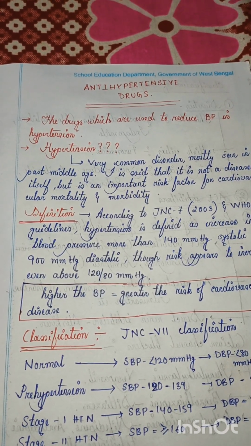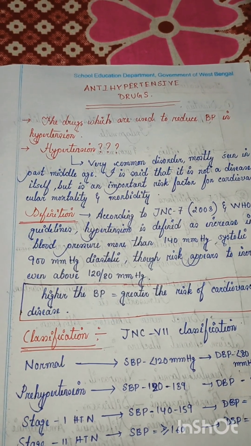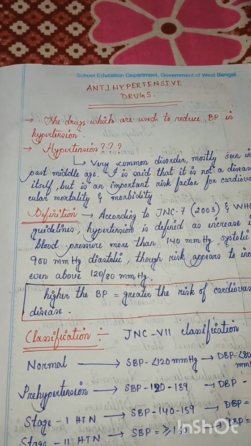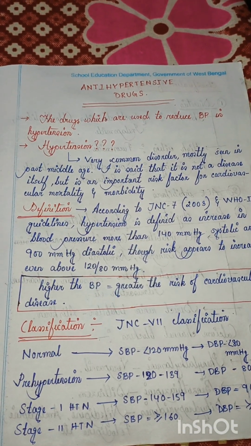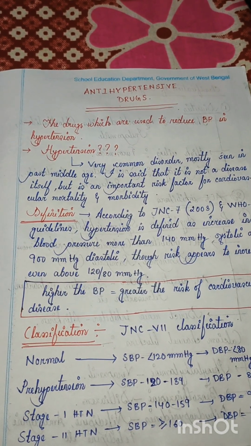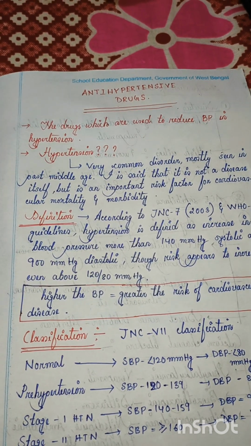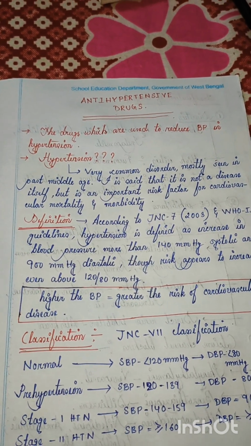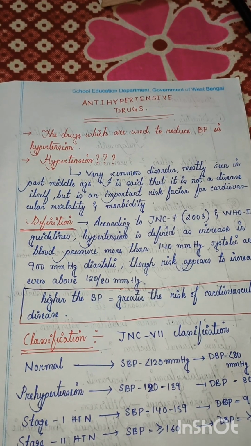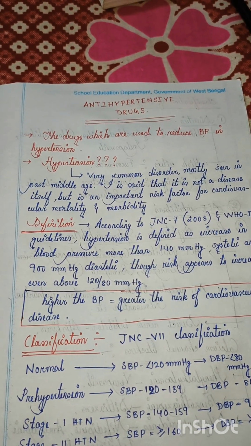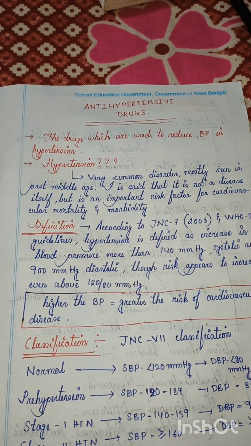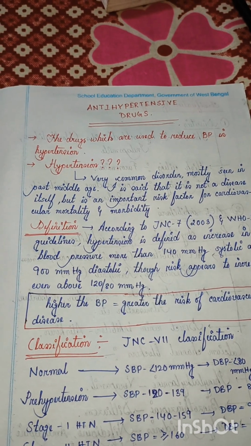So today we'll discuss antihypertensive drugs. Before discussing it, we must know what hypertension is. As you all know, hypertension means an increase in the BP. And how much? Now we'll discuss it. Antihypertensive drugs are the drugs which are used to reduce BP in hypertension. That means it helps to decrease the blood pressure when the patient is having hypertension.